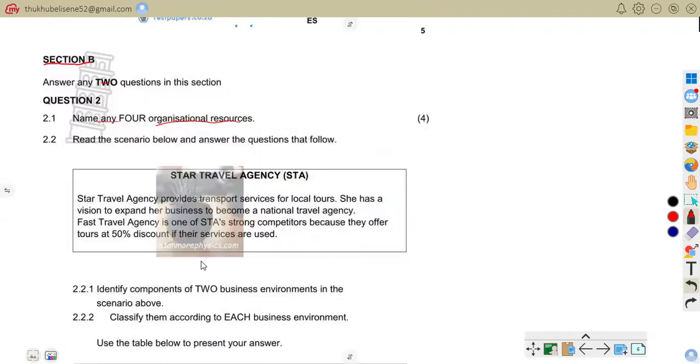Now let us go to 2.2. It says, read the scenario below and answer the questions. So here is our scenario. Star Travel Agency provides transport services for local tours. She has a vision to expand her business to become a national travel agency. Fast Travel Agency is one of Star Travel Agency's strong competitors because they offer tours at 50% discounts. So that is that.